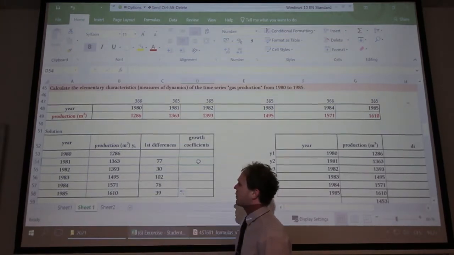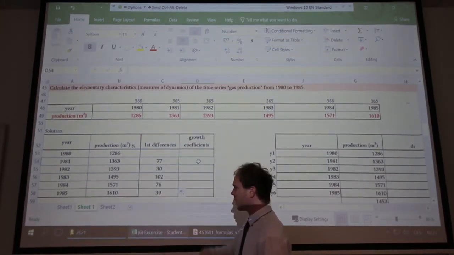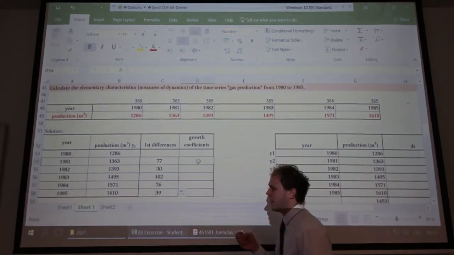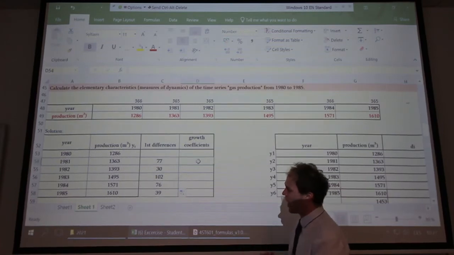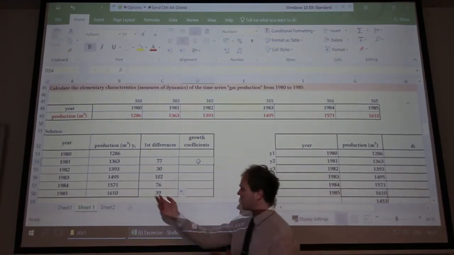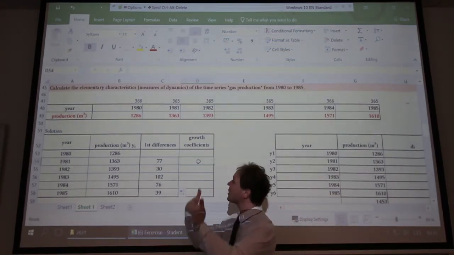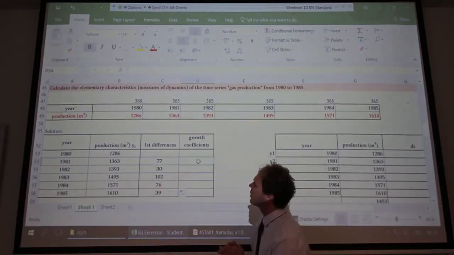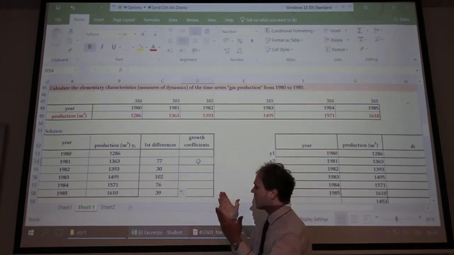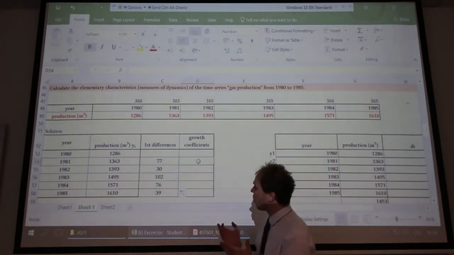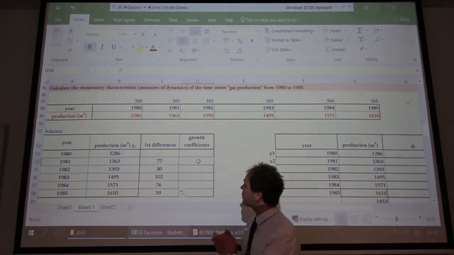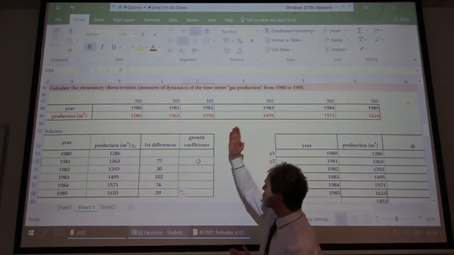This value is 39, on the last position. Between years 1984 and 1985, the production of gas increased by 39 cubic meters, etc. So this is the interpretation. You can see that we don't have any negative value, so there was no decrease during the whole time.